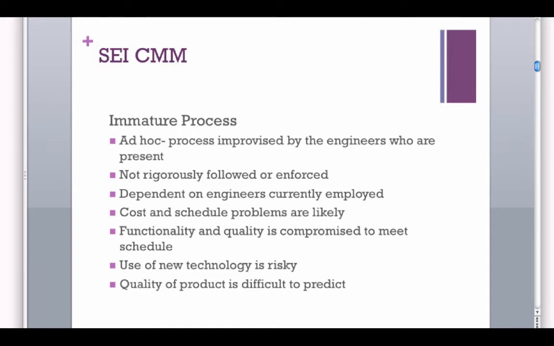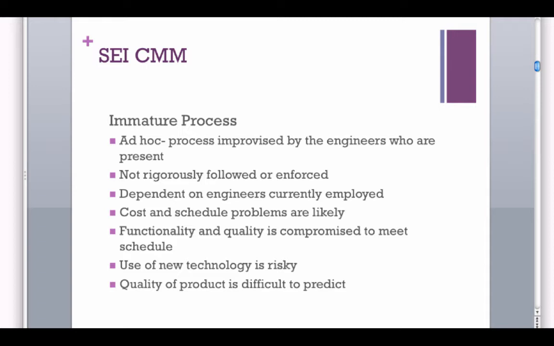So the Software Engineering Institute's capability maturity model characterizes immature processes versus mature processes. So let's look at an immature process first. An immature process is ad hoc, or it's on demand. The process is improvised by whatever engineers happen to be present at the time. And I would say that that's rather chaotic.